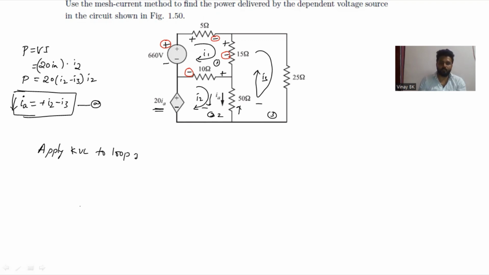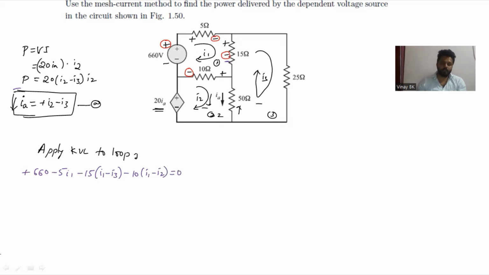So now apply KVL to loop 1. So how will we write the loop 1 equation? Plus 660, minus 5 into I1, since I1 is flowing, so minus 5 I1. Here again on this side, minus 15 into which current is flowing? I1 minus I3. I3 is flowing in the opposite direction. Minus 10 into I1 minus I2 equals 0.